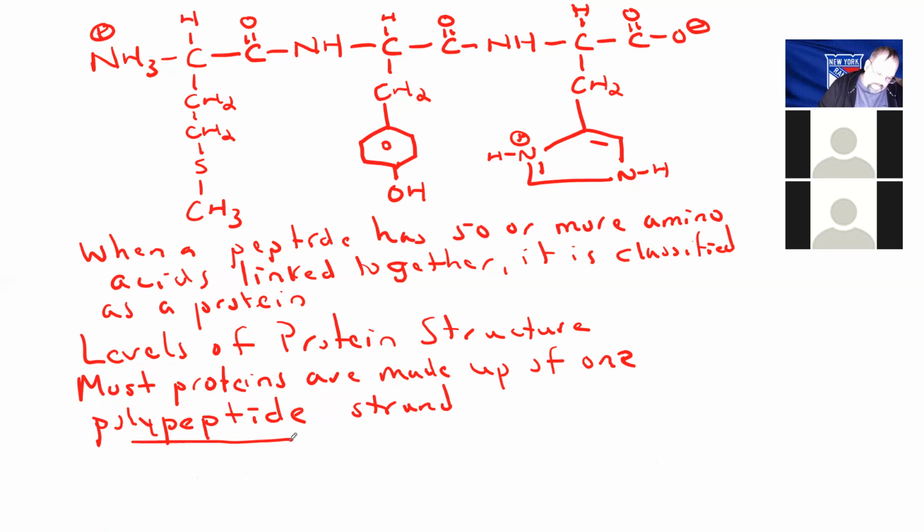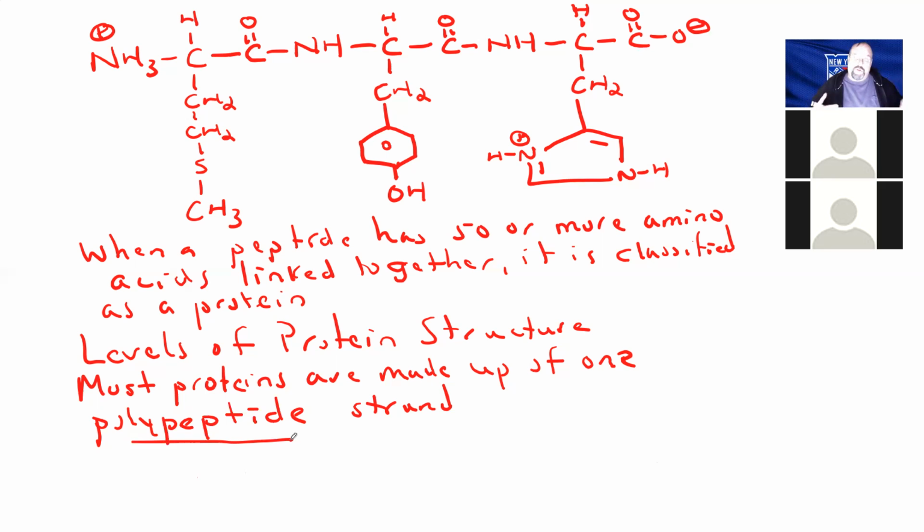Okay. So most proteins are made up of one polypeptide strand. We're thinking about your proteins here. So again, the first three levels of protein structure essentially speak of individual polypeptide strands. And in reality, those proteins that only contain one polypeptide strand only really have the first three levels of protein structure. It's only when a protein has multiple polypeptide strands associated with it that you have the fourth level of protein structure.